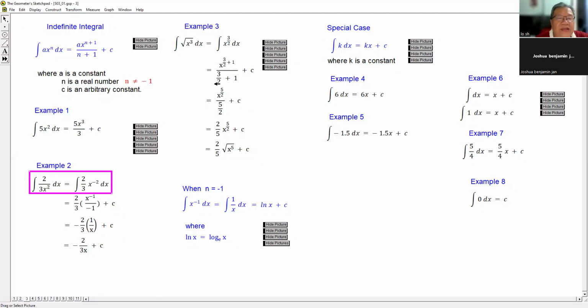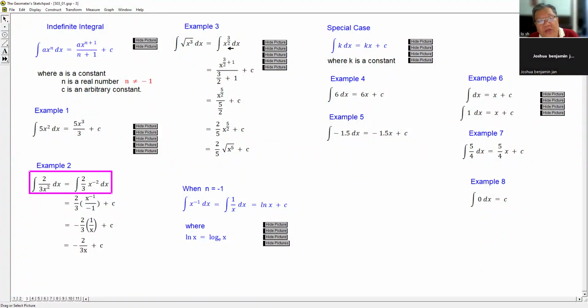Now we look at the third example. Third example, square root of x cubed dx. Integrate square root of x cubed dx. Now this square root is actually to the power of half. So I change this to the power of half. The 3 remains at the top. The square root is half, so I put at the bottom.